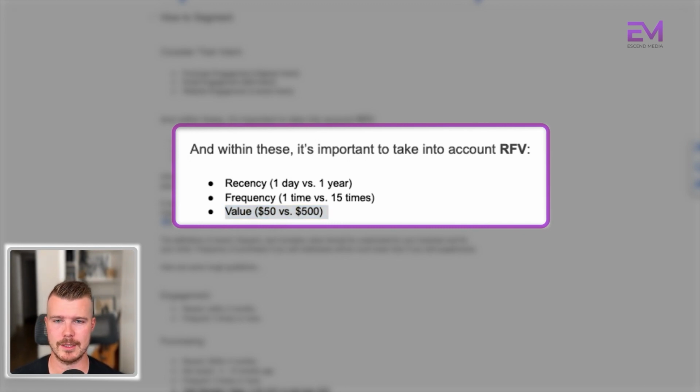It's very important to look at this when we're creating segments, because we want to understand, hey, how engaged are these people? How recently did people purchase? How frequently did people purchase? How valuable are these people, so that we can address people based off of their current level of intent.